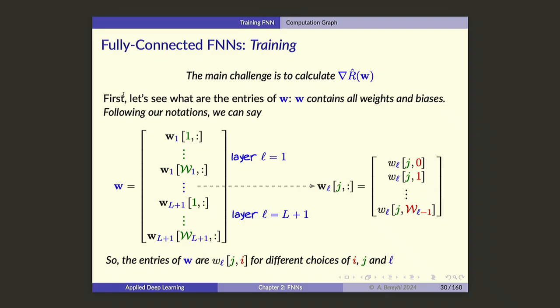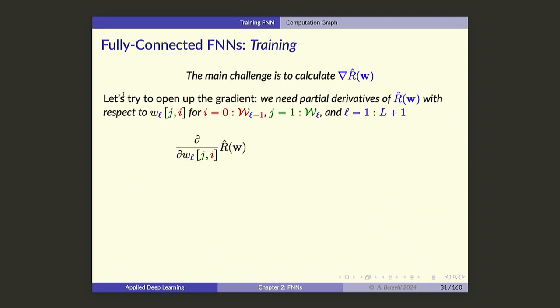If I want to calculate the gradient with respect to this vector, what should I do? I should take my empirical risk, and then calculate the partial derivative with respect to every single weight, right? So every single weight W_{L,J,I}, I need to be able to calculate the partial derivative with respect to that one. Clear? So my gradient is going to be the vector of these partial derivatives for all values of I, J, and L.